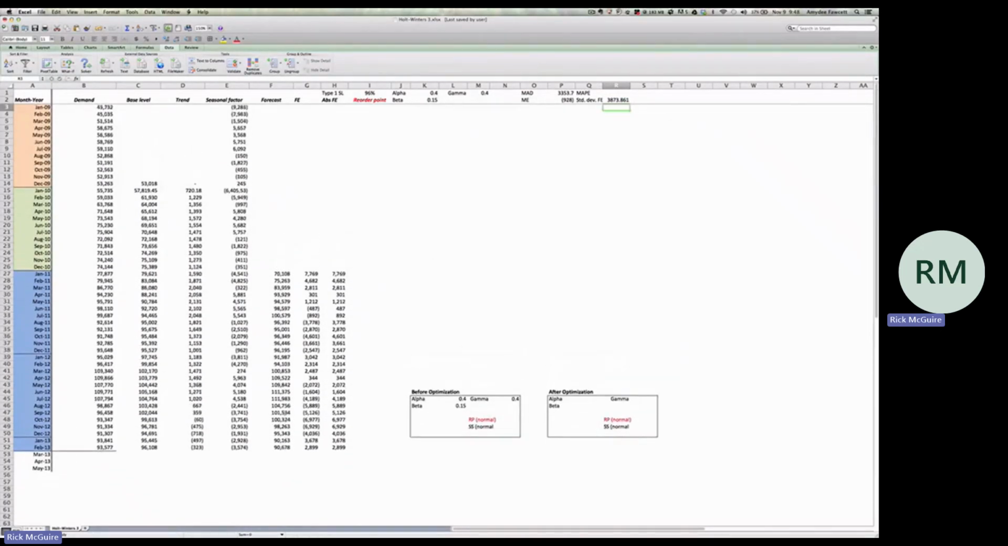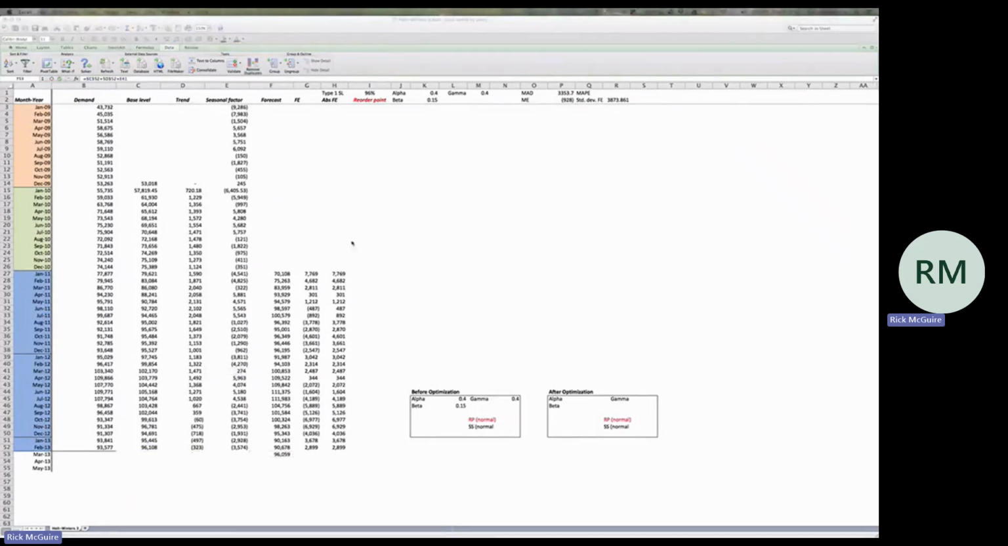true out-of-sample forecasts. So notice that I have data up until and including February 2012, but that's the end of the line. So I can then calculate my out-of-sample forecast as the most recent base level estimate plus the most recent trend estimate plus the most recent relevant seasonal factor estimate, which would be that of March 2012. So you see I get 96,059.